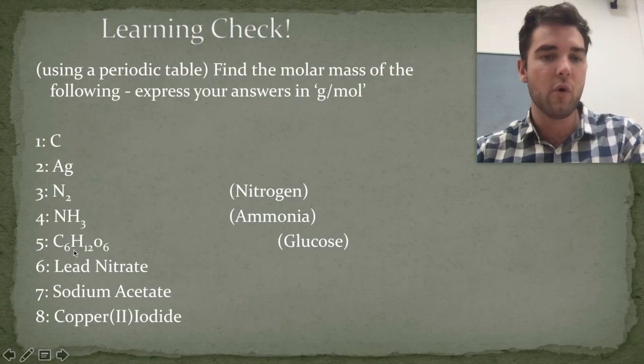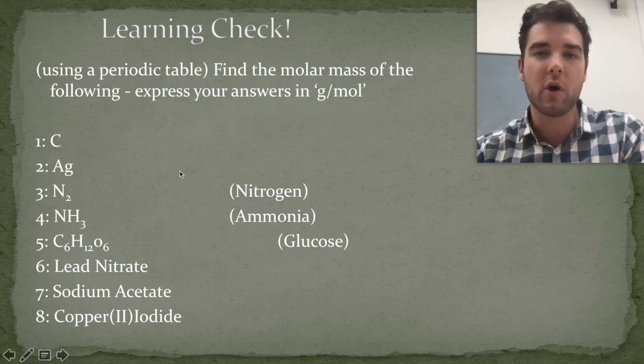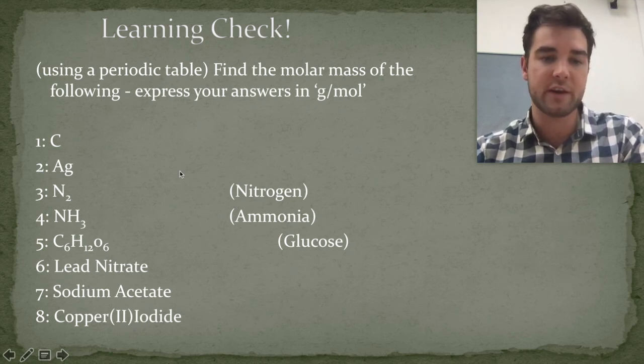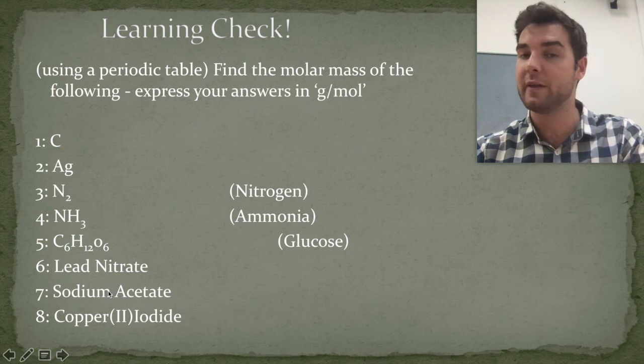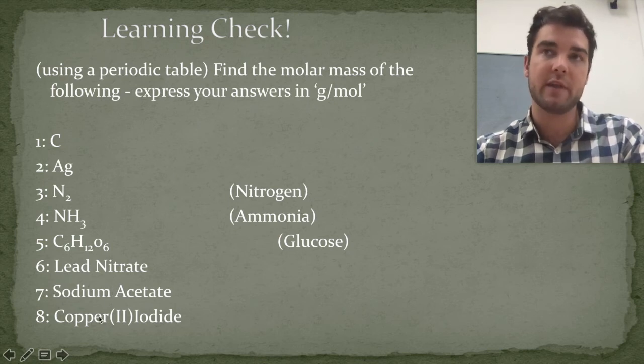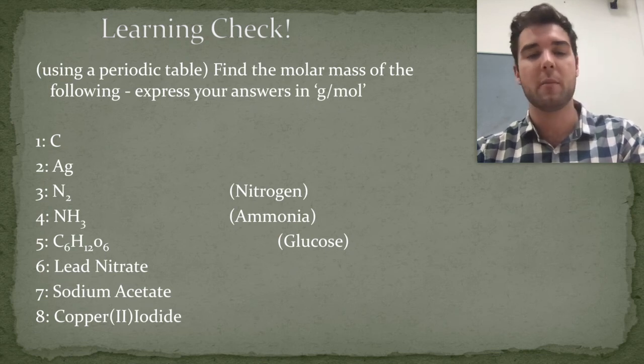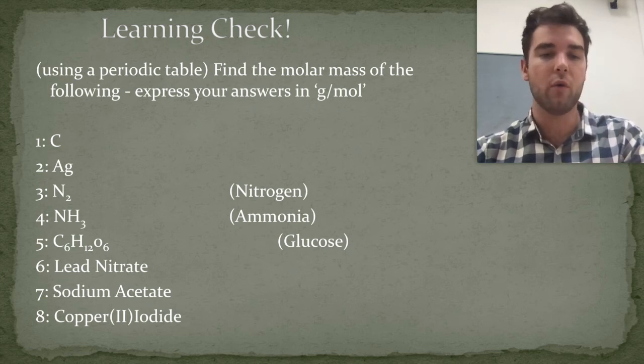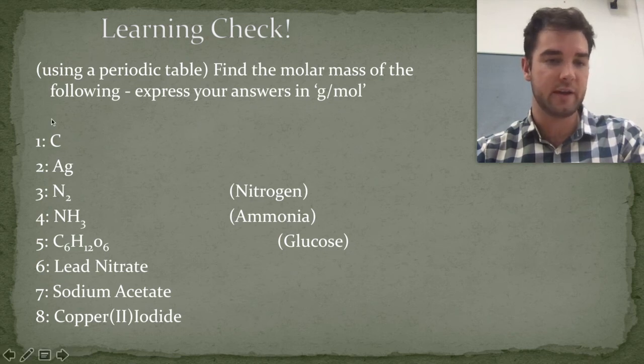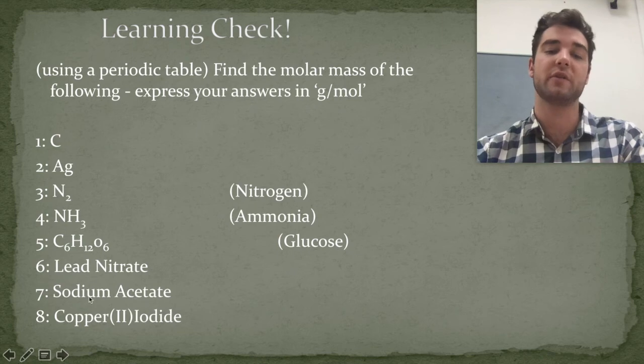You can do it for more complicated molecules as well. Lead nitrate, sodium acetate. Why don't you try these? And I'm not going to give you the answers, but just typing these molecules into Google, you'll be able to find on the Wikipedia page, for example, the molar mass of all of these molecules or formula units in the case of lead nitrate and copper 2 iodide.